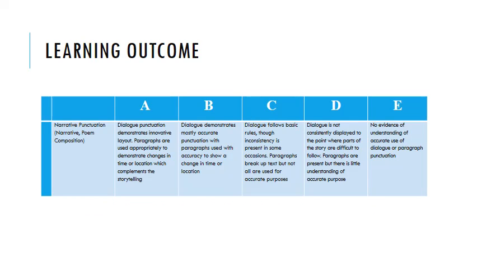Alright, so hopefully you were able to finish those questions correctly. I'll be checking your answers to see how you're going, but just to again put everything in context, I've just put here this is the learning outcome that you're going to be assessed on for this particular narrative. This makes up 1/3 of the score that you're going to get. So you can see to get an A, you need to show dialogue punctuation demonstrating innovative layout. Paragraphs need to be used appropriately to show changes in time or location and complement the storytelling.